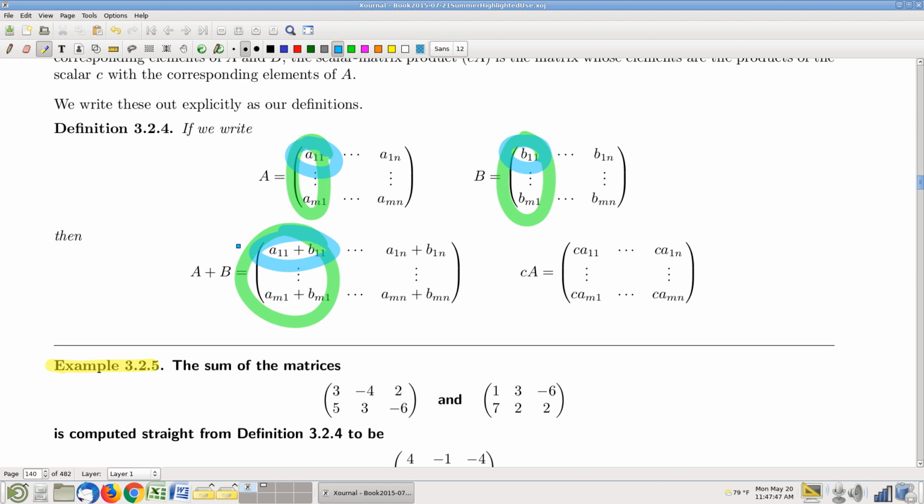Very importantly, though, this is not why we add matrices like this. We don't add matrices like this because it sure is handy to do it like this. We add matrices like this because this is the process of adding matrices that corresponds to adding the functions that they represent. So this is what it ought to be, for good reasons. How are we doing? Is everybody on board?